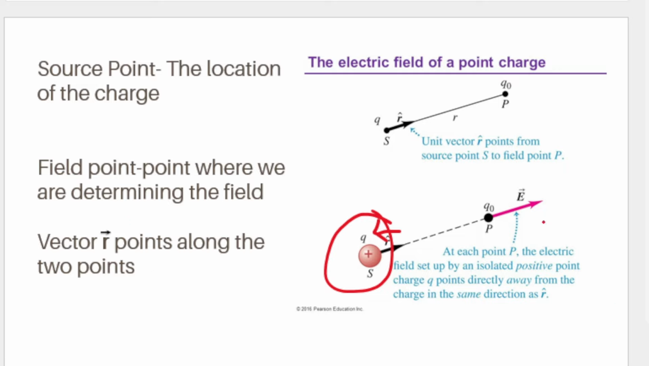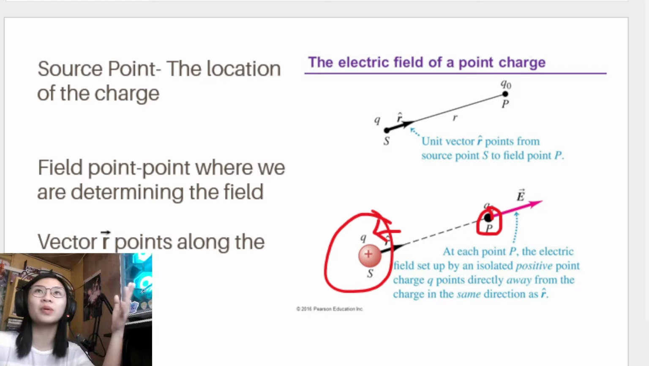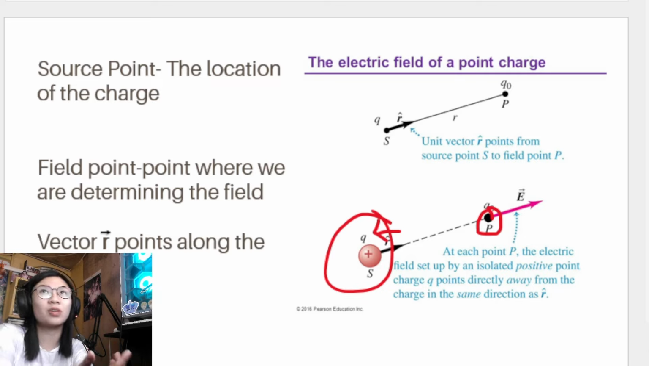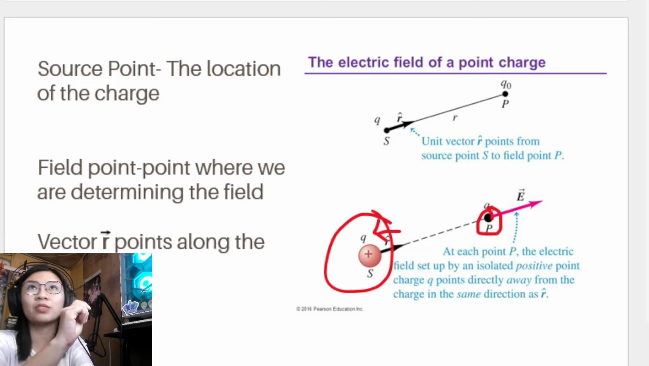Now, your point P is your field point. It can be anywhere in the field of your electric charge, and it depends on where you place point P. It is basically a reference, so that at this point we feel a certain electric field. It depends on what we are observing.